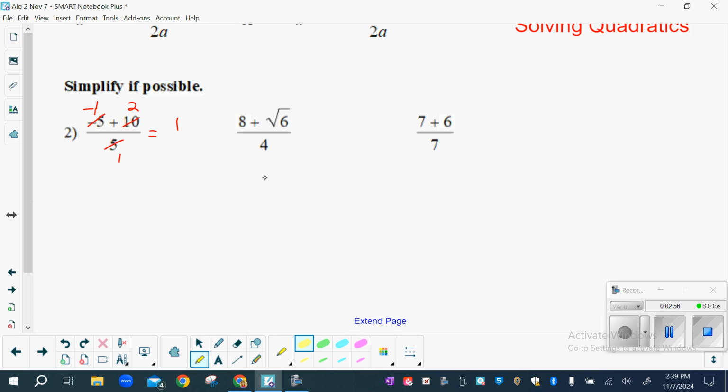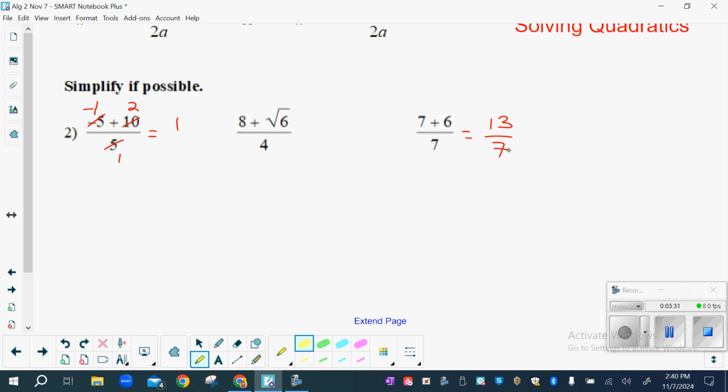Is there anything I can factor out of all 3 of these numbers? There isn't, is there? So 7 plus 6 is 13 over 7. So my question is, could I cancel out the 7 and the 7? Would I come up with the same answer? No. So the middle one, it isn't possible to simplify it. That's right. There's nothing to simplify. So it says simplify if possible, so not possible.